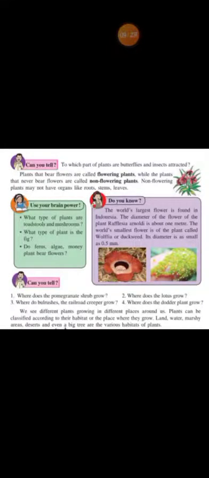Children, tell me, to which parts of plants are butterflies and insects attracted? Yes, flowers. Right, children? So, plants that bear flowers are called flowering plants, while the plants that never bear flowers are called non-flowering plants. Non-flowering plants may not have organs like root, stem, leaves. Fine, children?